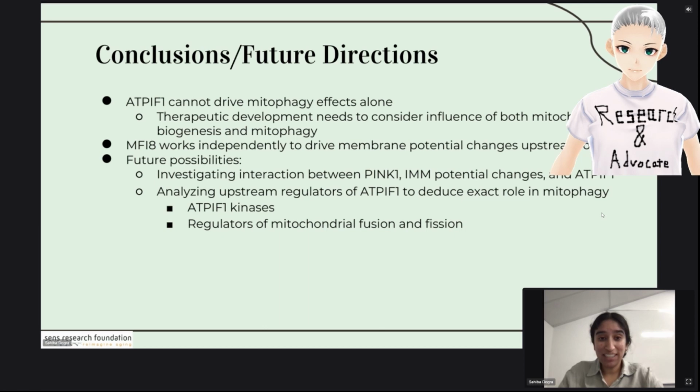And so as we unravel these links between the mitochondrial engines, rotors, and generators, and also fusion, fission, and mitophagy, we come closer to finding a cure for mitochondrial dysfunction.